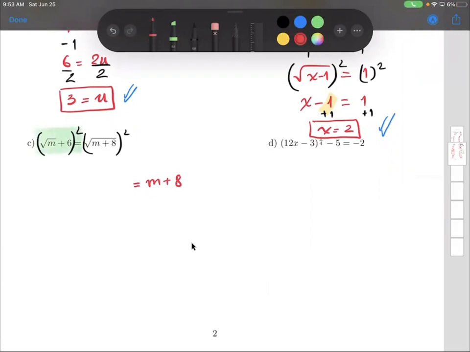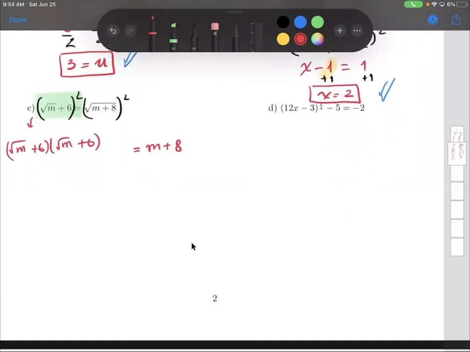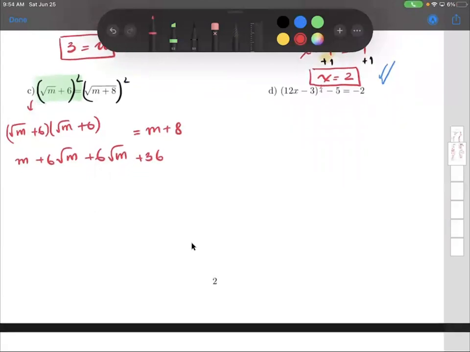Let me do it like this because I don't feel like writing m plus 8 all the time. So we have square root of m plus 6 times square root of m plus 6. And then we FOIL it, right? So square root of m times square root of m is square root of m squared, which is m. Square root of m times 6 is 6 square root of m. 6 times square root of m is, again, 6 square root of m. 6 times 6 is 36. Simplify. m plus 12 square root of m plus 36.